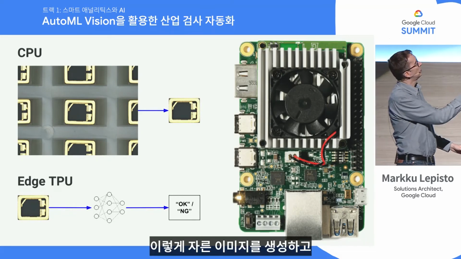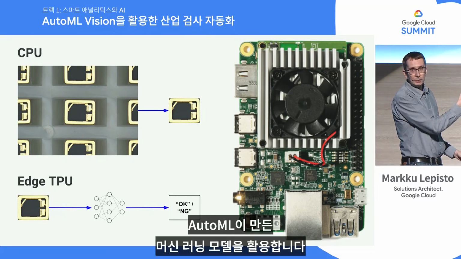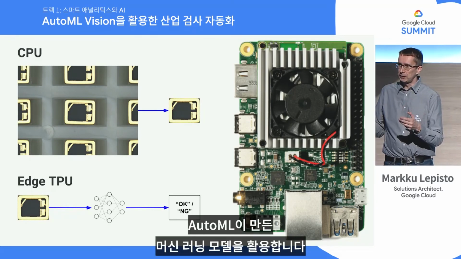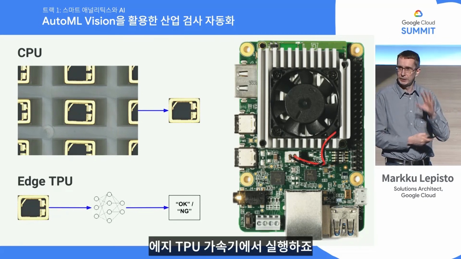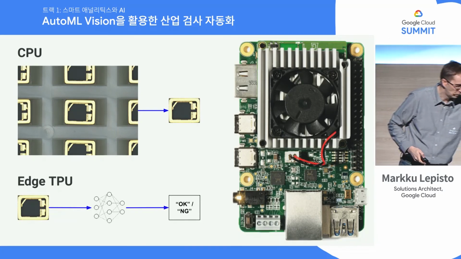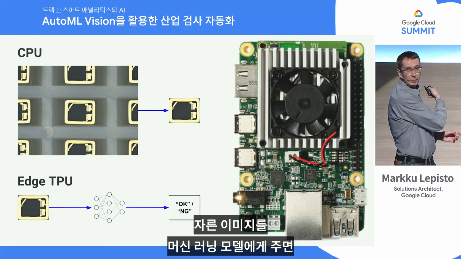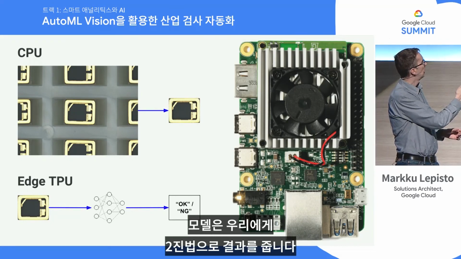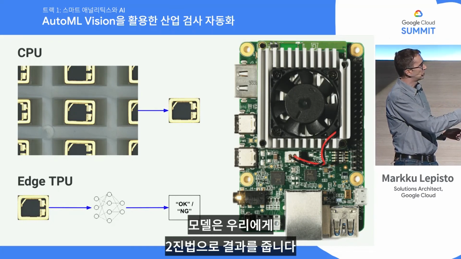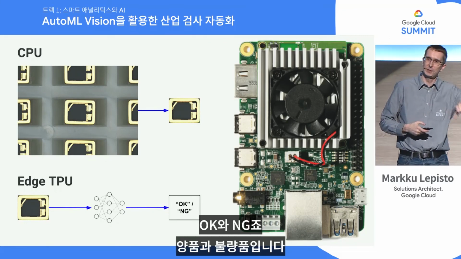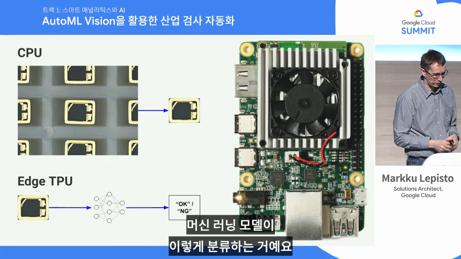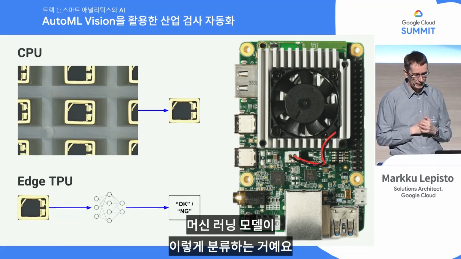And once we have this cropped object, we then use the machine learning model that AutoML created. We run it on the PCI accelerator here. We give this cropped image to the machine learning model, and the machine learning model is just giving us a binary label, OK or not good. OK or not good. So that's how it works. Machine learning was used just as a labeling machine there.